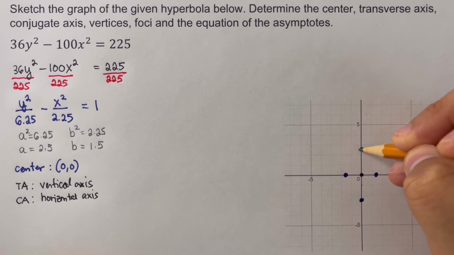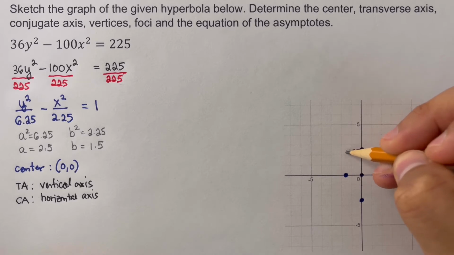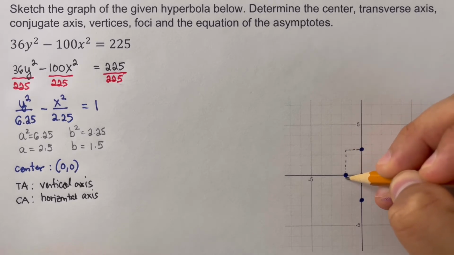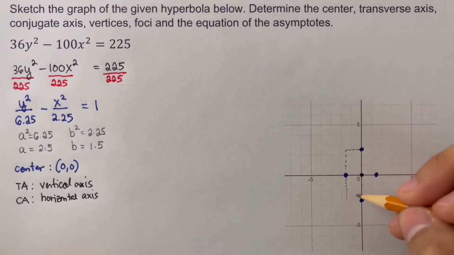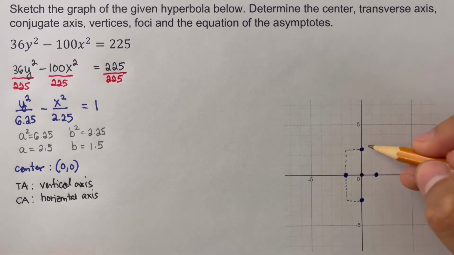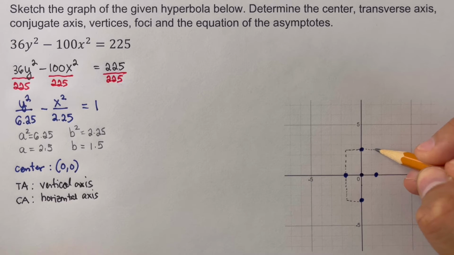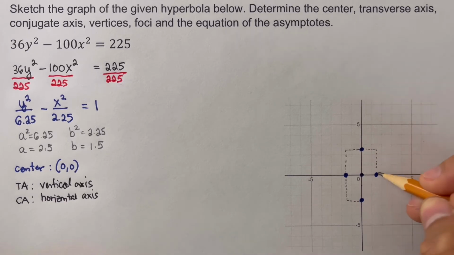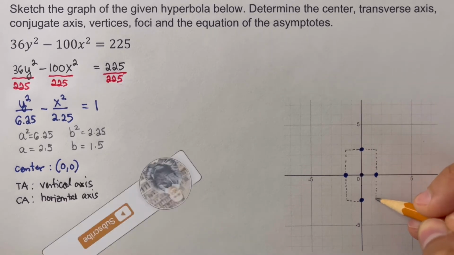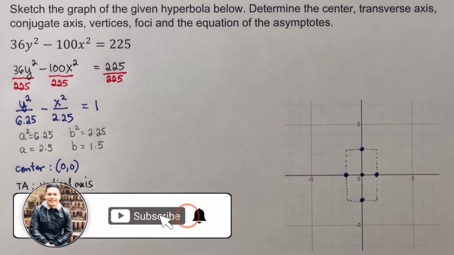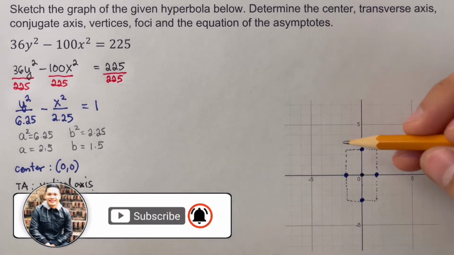so that we can draw the rectangle. Now, please remember that the purpose of drawing the rectangle is that it will help us draw the hyperbola later on more accurately. Then we can draw the diagonals here.